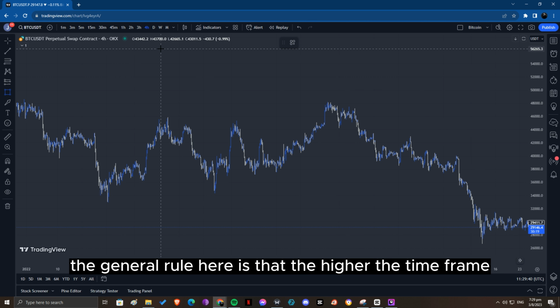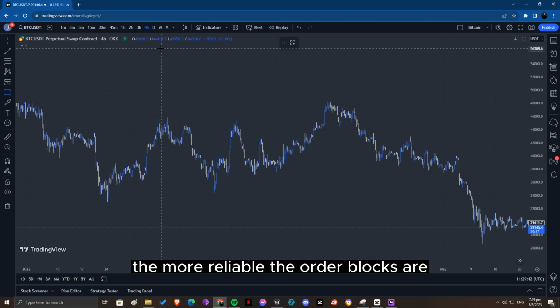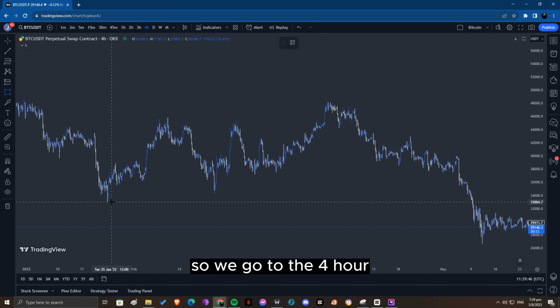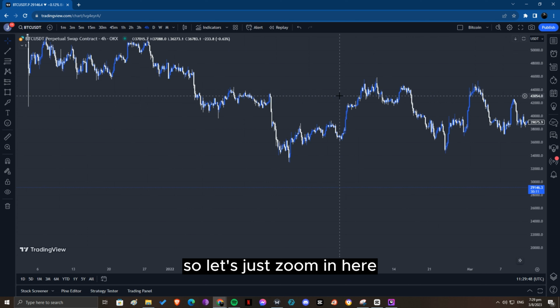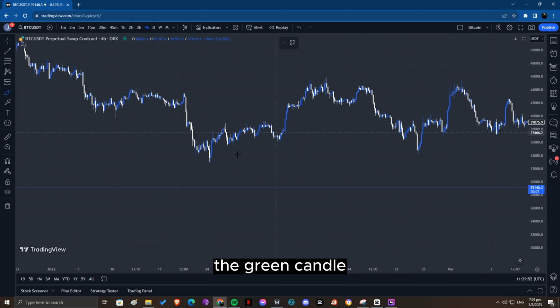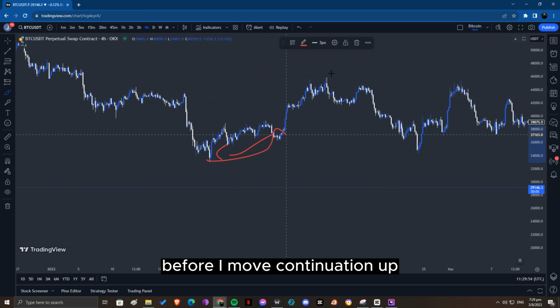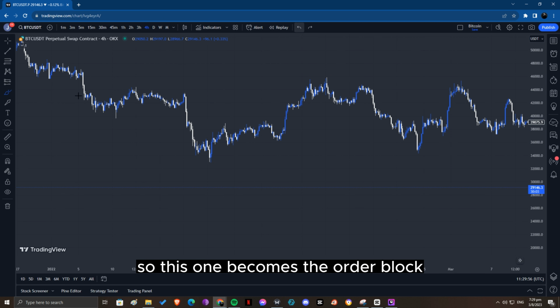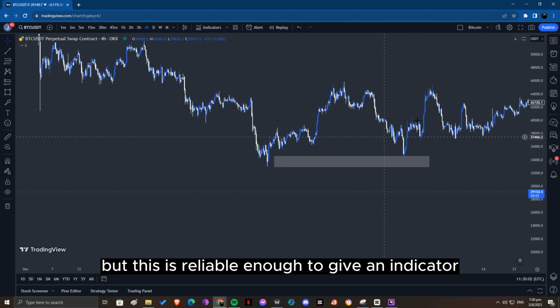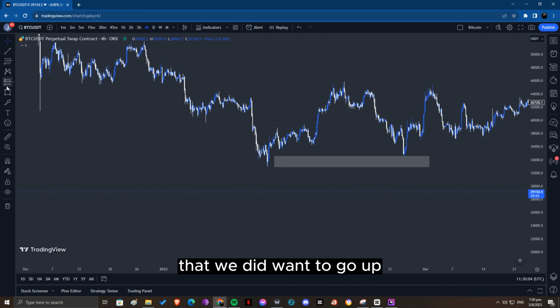The general rule here is that the higher the time frame, the more reliable the order blocks are. So we go to the 4-hour, and if you zoom in, you can see that this is the last green candle, or what we call the up candle, before a move continuation up. So this one becomes the order block. Although this is not a very powerful order block, it is reliable enough to give an indicator that we did want to go up.